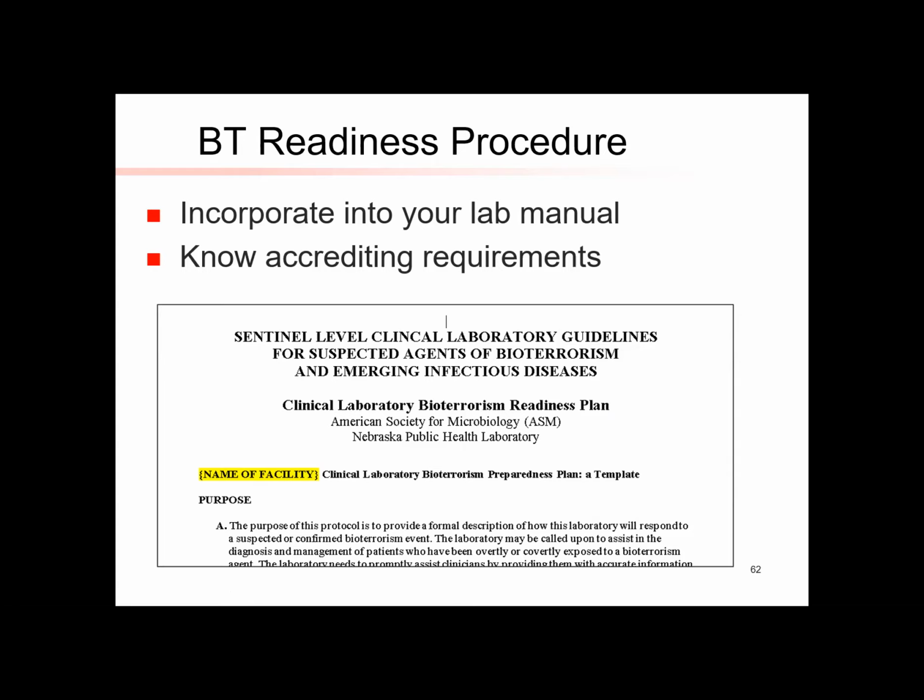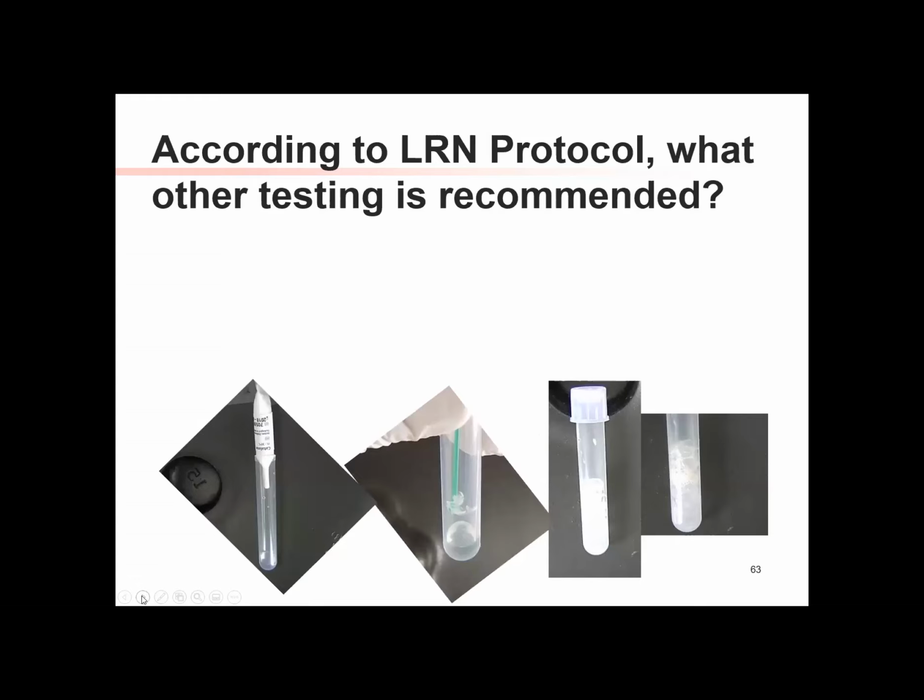And there you'll have to make some notes as to what is different or what phone numbers they should be calling when they think they might have a hazardous organism. So please consider incorporating it into your laboratory manual, and also know your accrediting requirements. Are the inspectors going to want to see this kind of information? I've got just a few more, and then I'll ask for questions.